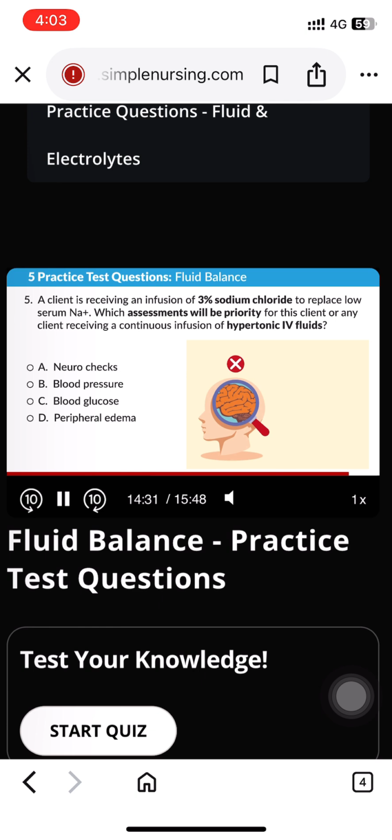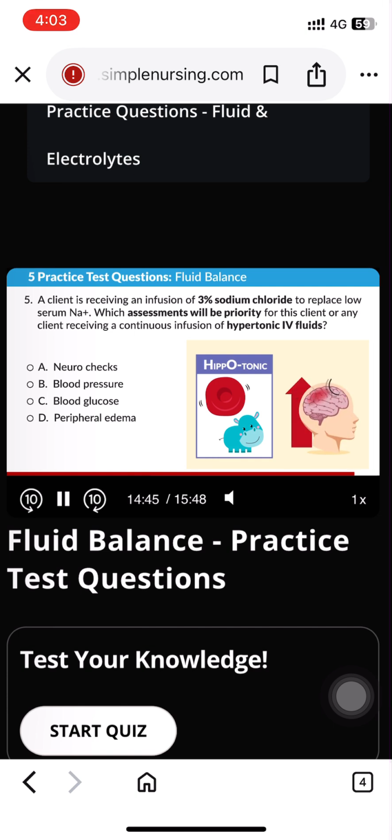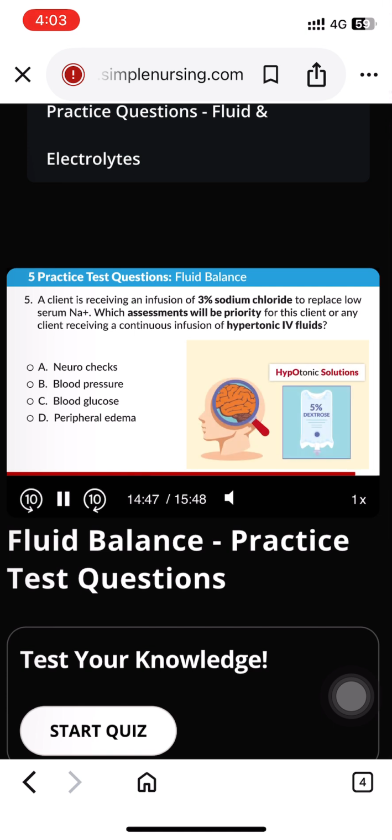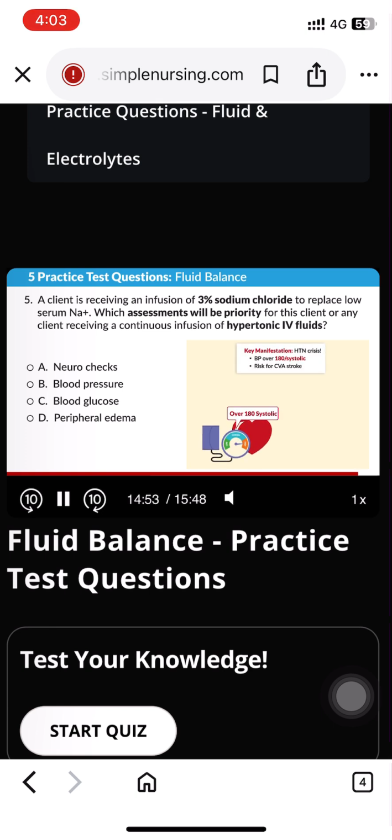So option A would be incorrect, neurochecks. Now this would be correct, but only if it was hypotonic fluid, where cells puff up like a little baby hippo, those hypotonic fluids, right? That would indicate swelling of the brain. So that's why we do neurochecks for hypotonic. But this question is about hypertonic. So B, blood pressure, yes, this is the most correct.